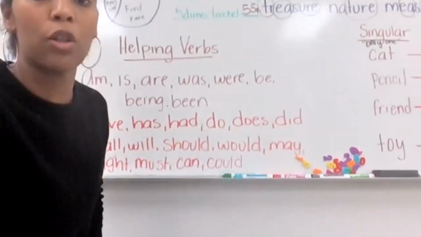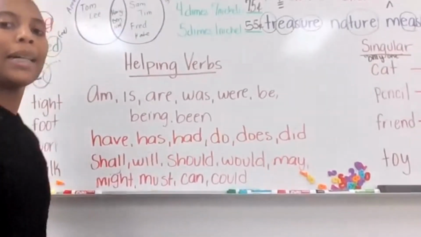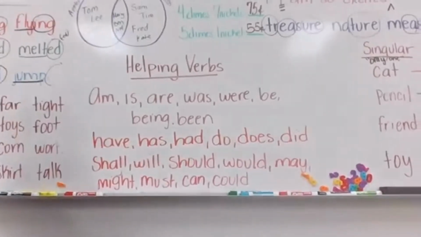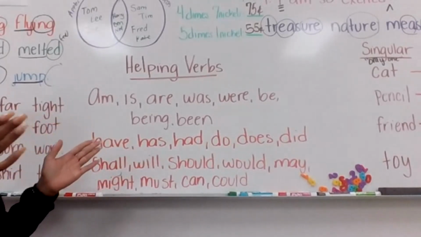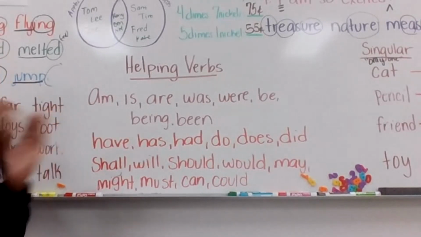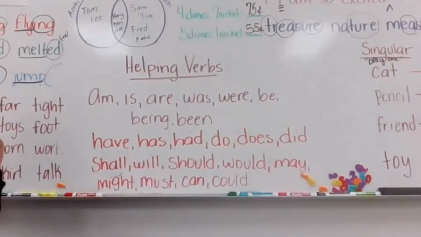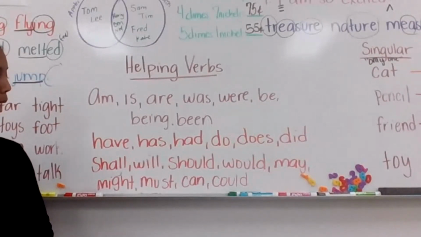Then we'll explain. I'll show you how they're helping verbs tomorrow. But today I want you to just get the list down. So am, is, are, was, were, be, being, been. Shall, will, should, would, may, might, must, can, could.